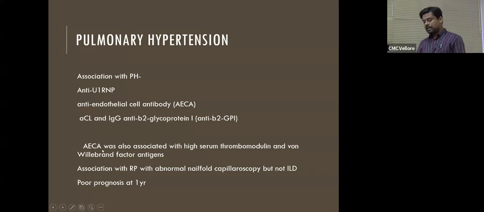Endothelial antibody was associated with a high level of thrombomodulin and von Willebrand factor in some study, and was associated with PAH. Also, if you have Raynaud's phenomenon and abnormal nailfold capillaroscopy, if you find some dropouts or abnormal megacapillaries, they are again probably associated with pulmonary hypertension, but not ILD. Pulmonary hypertension is one of the poor prognostic markers in MCTD patients, so they need to be treated aggressively.